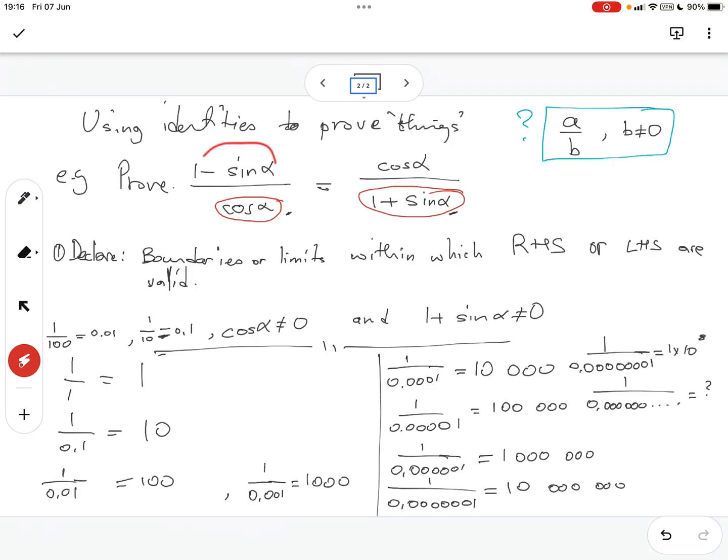So the reason we cannot have cos alpha or 1 plus sine alpha equals 0 is because if they are 0, then these fractions become so large we can't explain them, just as we did in this exercise here. That's the whole point of declaring these boundaries. So we must declare that to show that we are aware that our denominators must not equal 0.